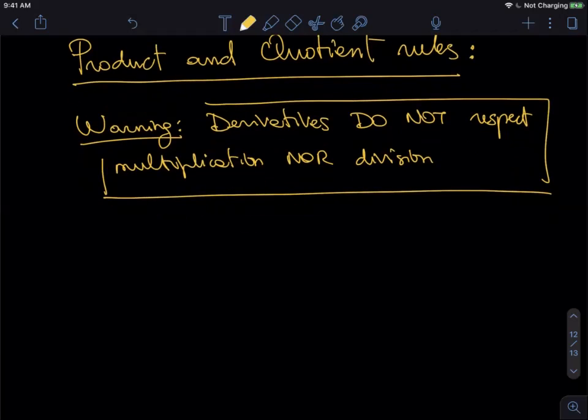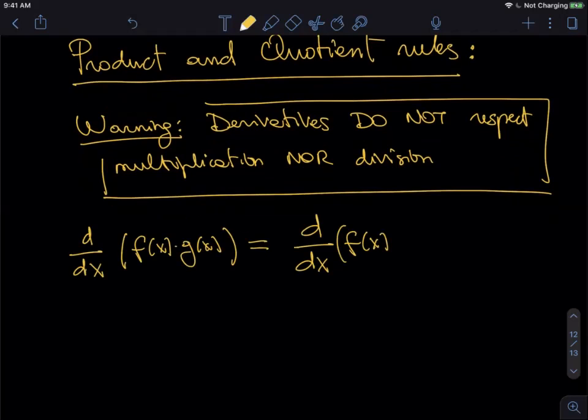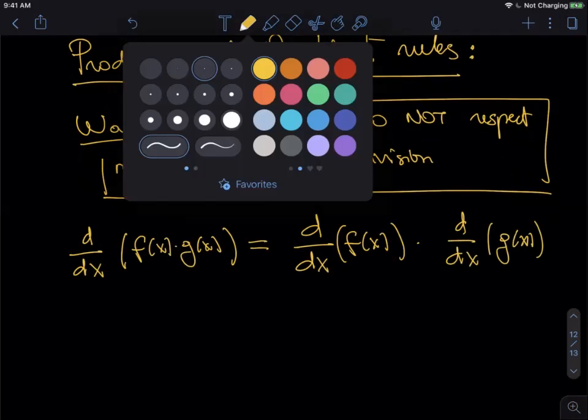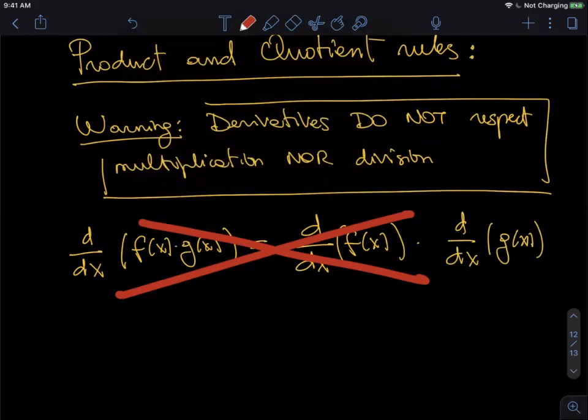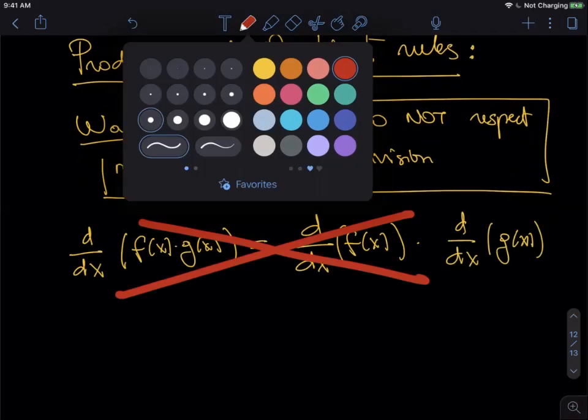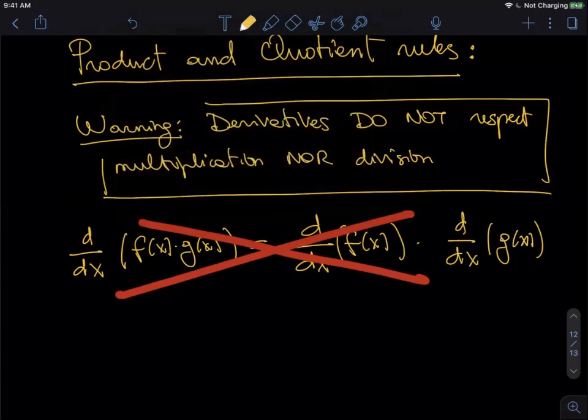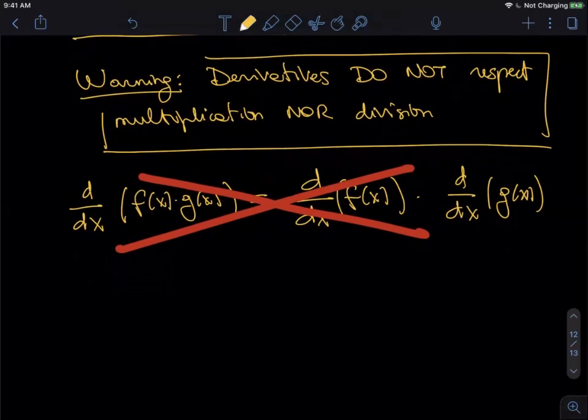So what am I trying to say here? So d/dx of f of x times g of x equals d/dx f of x times d/dx g of x. Okay, this is absolutely false.